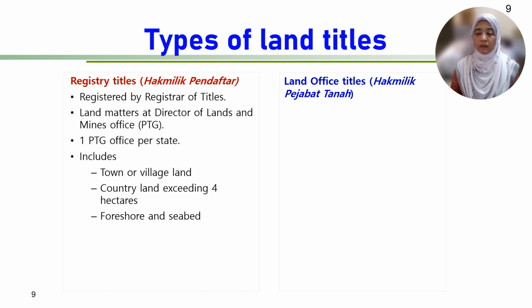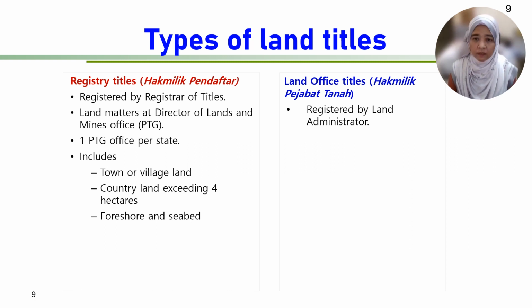So, is there only one land office per state? Bukan, ya. Land office lain. Land office tu per daerah. Now, land office titles are registered by land administrator, pentadbir tanah, pentadbir tanah daerah. So, see the difference there? Okay, registry titles, you have the registrar of titles at PTG, but land office titles, you have the land administrator at land office. So, all land matters at land office.